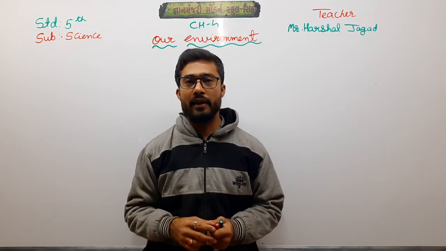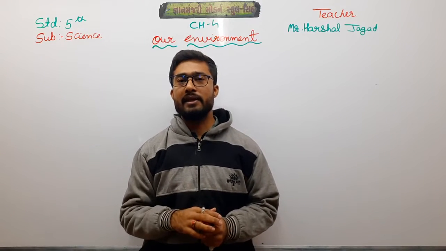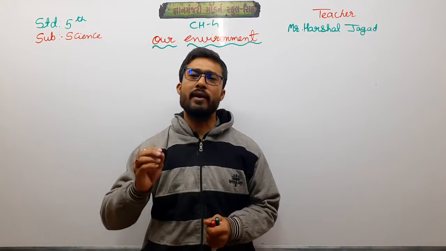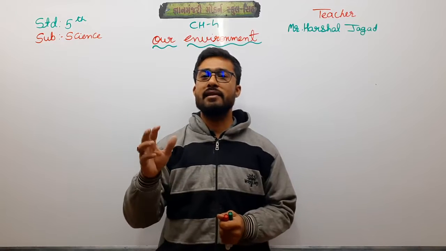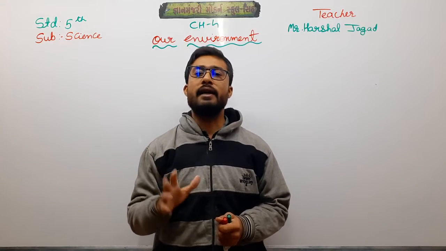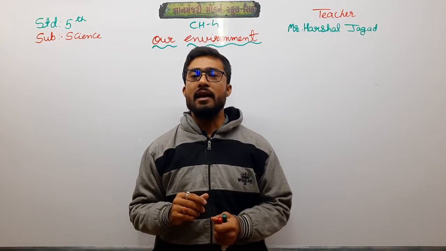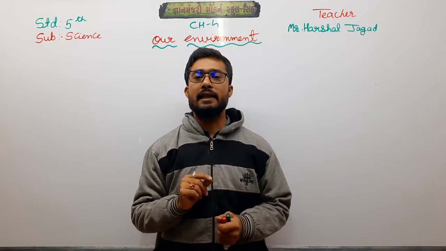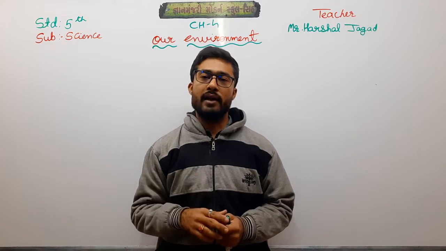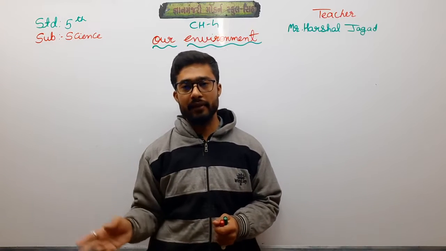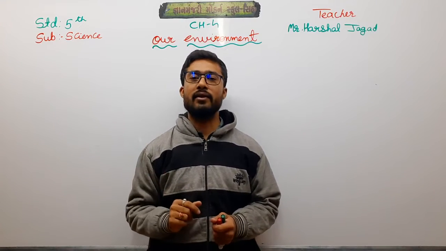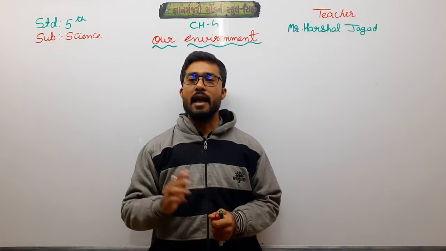So what are living components? Living components are components like plants and animals, which have life. They are the living components of the environment. And secondly, non-living components of the environment are the non-living things which surround us.